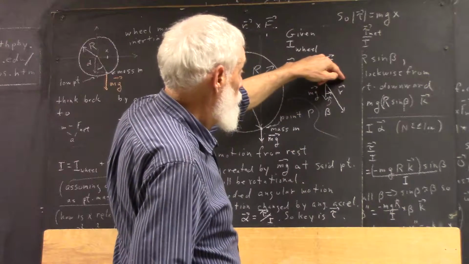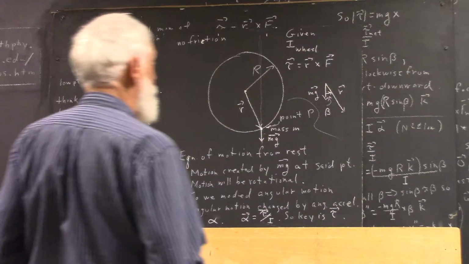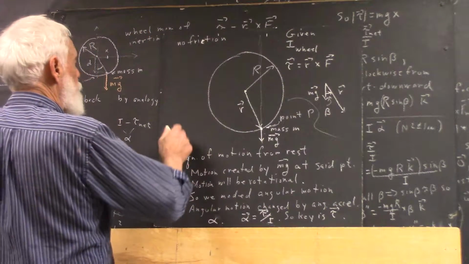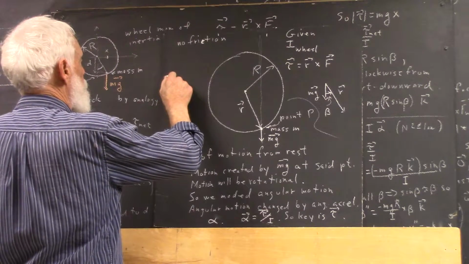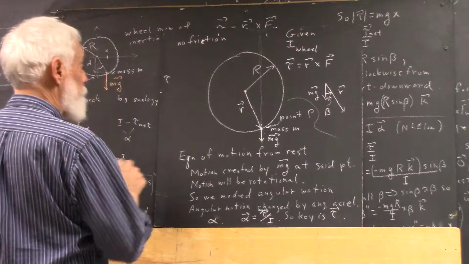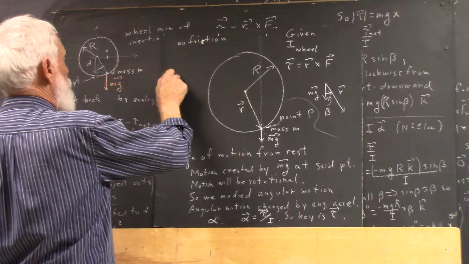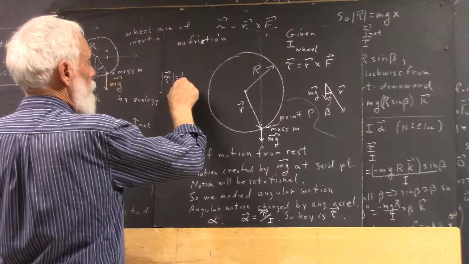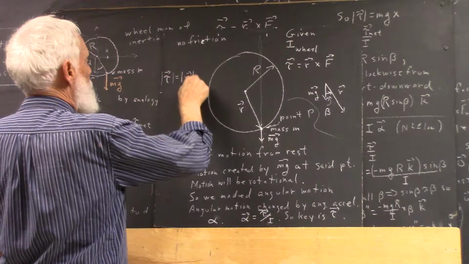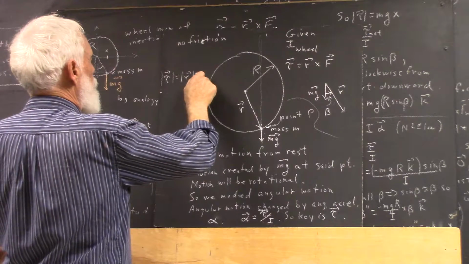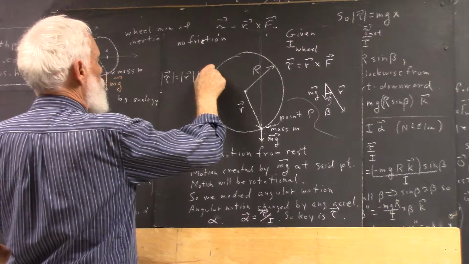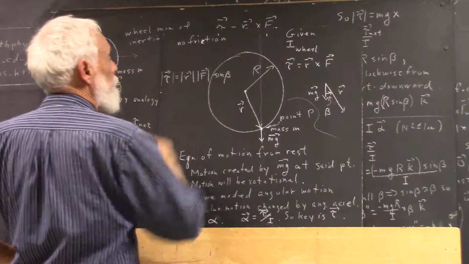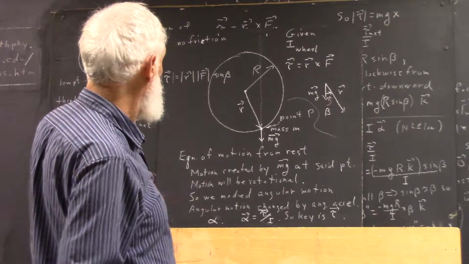You get your mg vector, your r vector, and your beta. And applying the definition of torque, and I'll discuss that a little more in detail, we find that the magnitude of the torque, and I'll put an absolute value sign around that, is the magnitude of the r vector times the magnitude of the f vector times the sine of the angle between them, the sine of the angle beta.